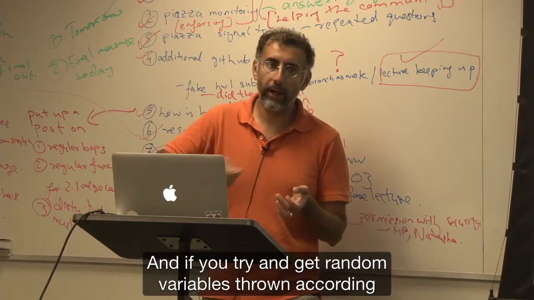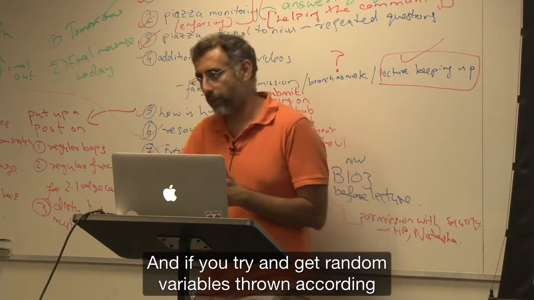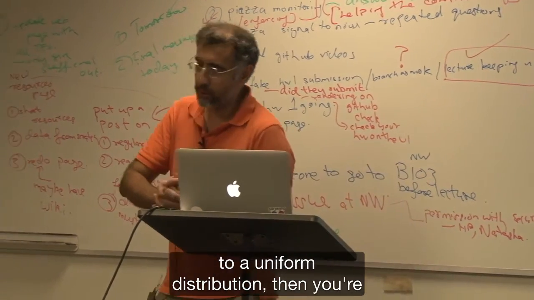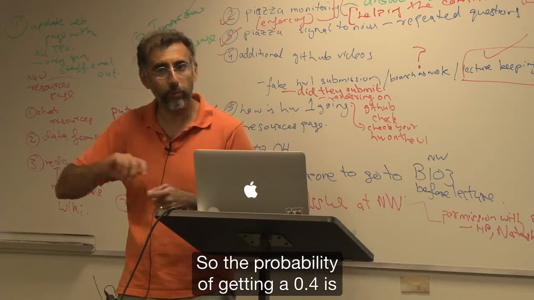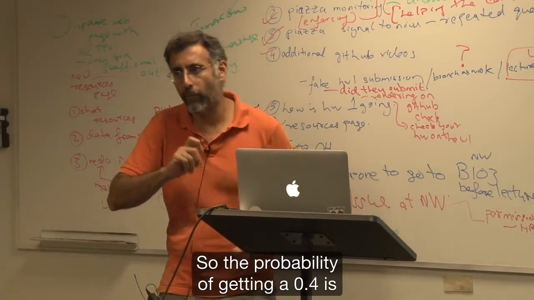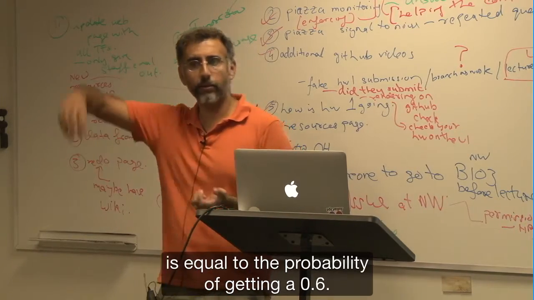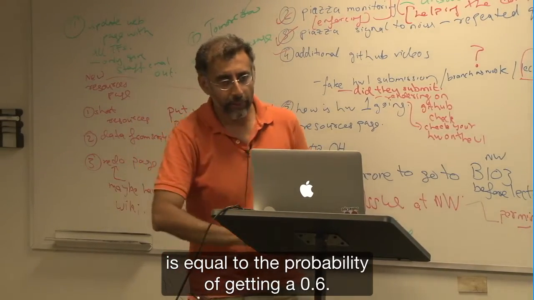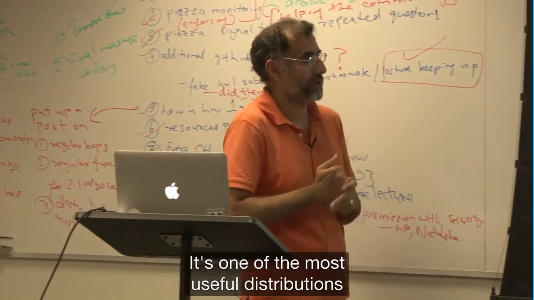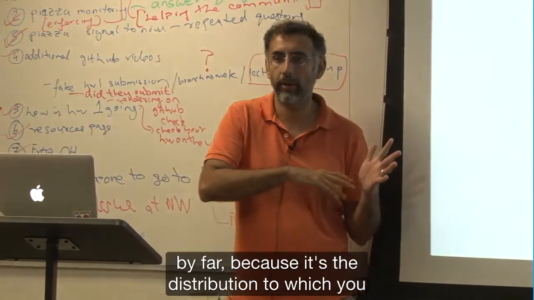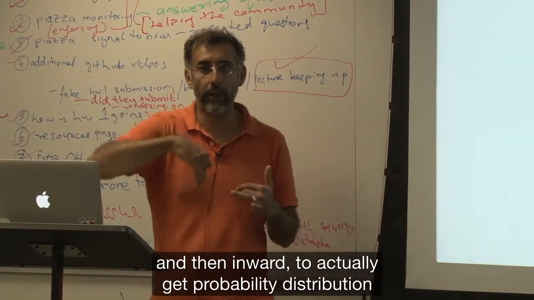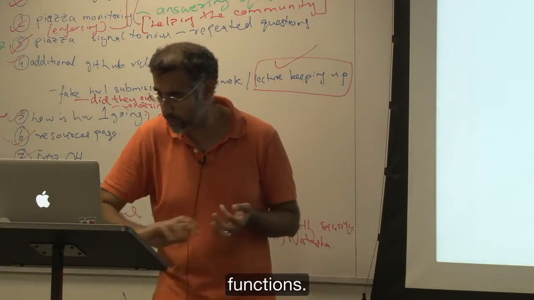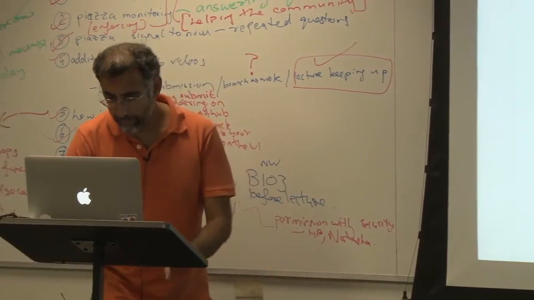If you try to get random variables thrown according to a uniform distribution, you're picking any number in between. So the probability of getting a 0.4 is equal to the probability of getting a 0.5, which is equal to the probability of getting a 0.6. It's one of the most useful distributions by far, because it's the distribution you can use with the cumulative distribution function, and then invert, to actually get probability distribution functions.